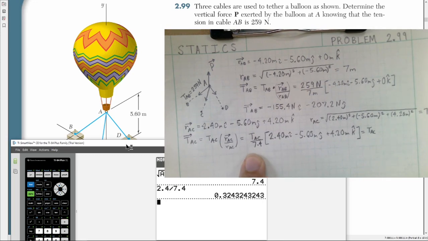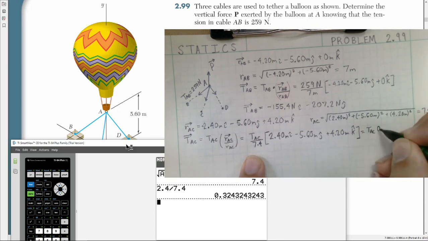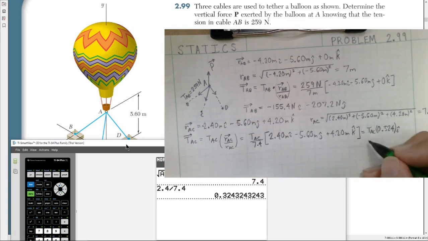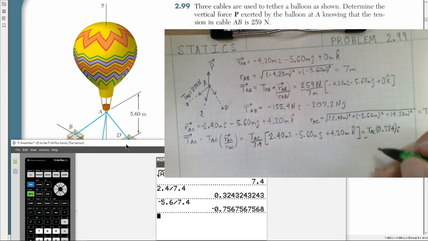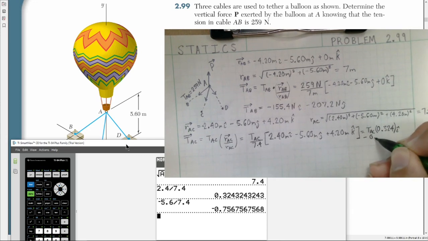And the I-hat direction is going to be multiplied by, let's see, 2.4 divided by 7.4, which would be approximately 0.324 in the I-hat. We'll write these vertically now to save space. Minus, so we have negative 5.6 divided by 7.4, which is going to be negative 0.757, rounding, in the j-hat direction.